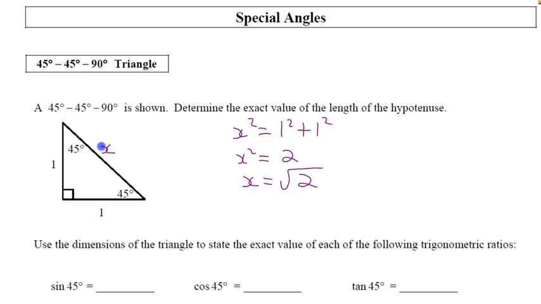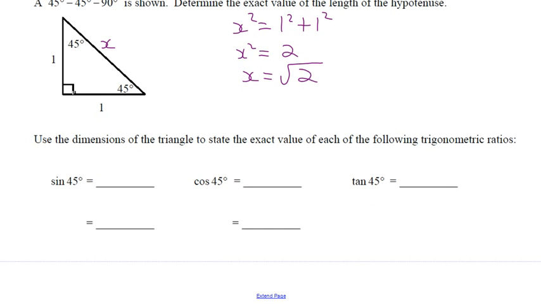Use the dimensions of the triangle to state the exact value of each of the following. So sine 45 is what over what? 1 over root 2. But we don't like to leave radicals in the denominator, so we will rationalize it and end up with root 2 over 2. Cos 45 is? Again, root 2 over 2. And tan 45 is 1.